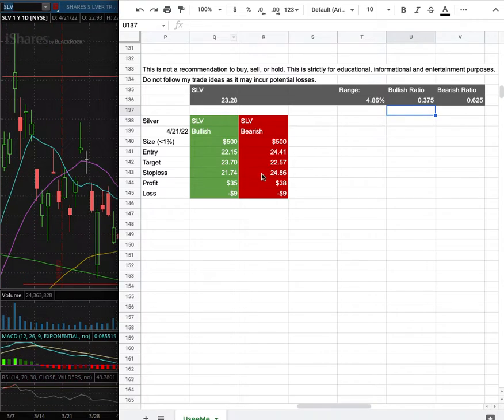My trade position size is less than 1% of my portfolio. My long entry is at $22.15, and that is its range here. My sell target is at $23.70. My stop loss is at $21.74.